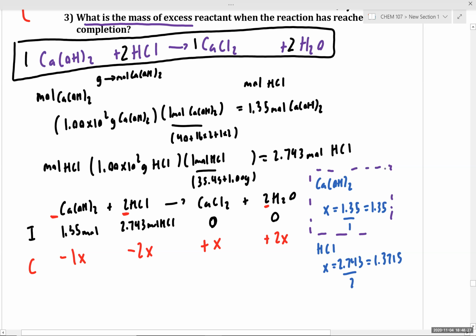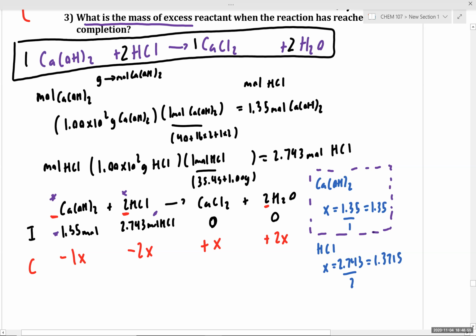Are you able to go over how you got that X value? Yes. To calculate X, you take your initial moles, which are right here, and you divide by your reaction coefficient. So for calcium hydroxide, the coefficient is 1, so we divide by 1. For hydrochloric acid, the coefficient is 2, so we divide by 2. Whichever number is smaller, that's your limiting reactant.